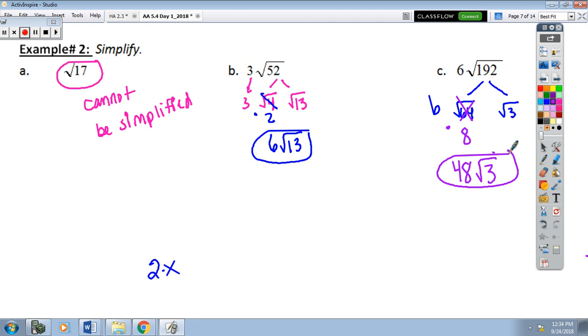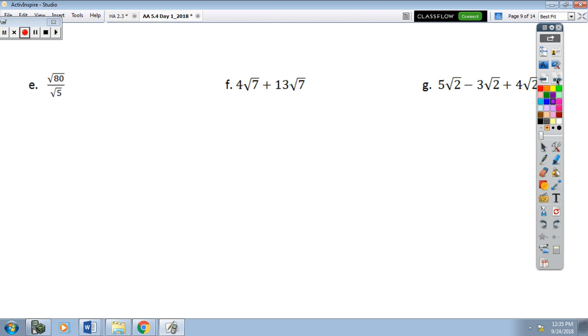Unfortunately, your graphing calculator can do a lot, but it can't simplify square roots. So if you wanted to, you could type this in and this in and make sure you get the same number, the same decimal, to make sure you didn't change anything. Okay. I skipped a set of problems.